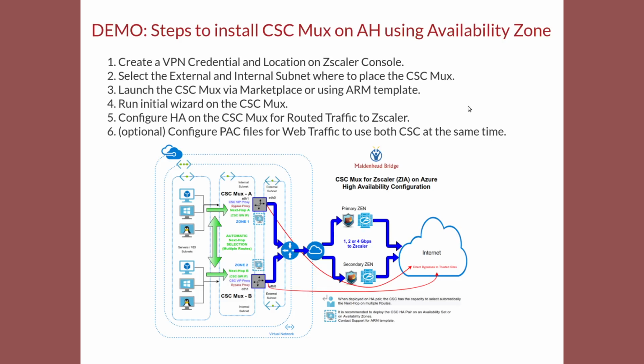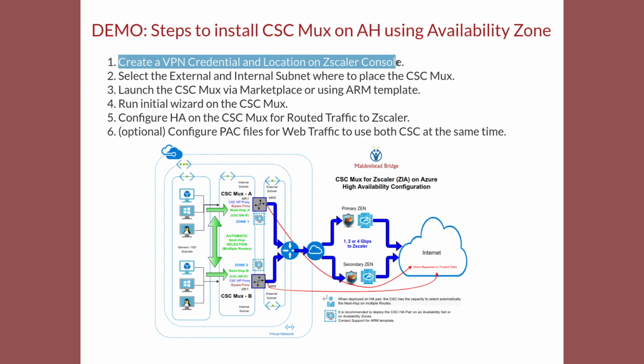Hello and welcome to this demonstration that will show the steps to install the CSC Mux Cloud Security Multiplex on high availability using availability zones. It's very easy, it's only a few steps. The first one is to create the VPN credential on the Zscaler console for the tunnels.